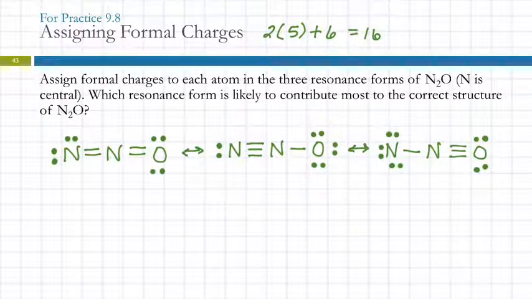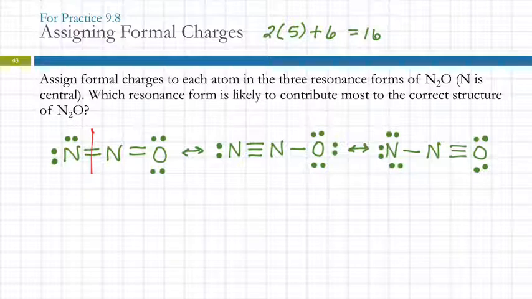Do any of these have all zero formal charges? No. For everything to have zero formal charge, each of the nitrogens would have 3 bonds, the oxygen would have 2 bonds. And none of them are like that. So we've got formal charges going on here. Let's see what they are.